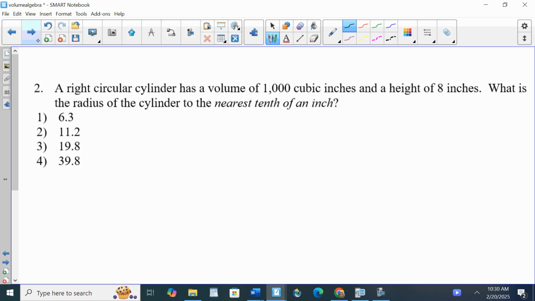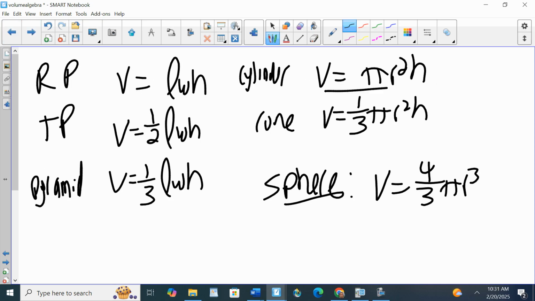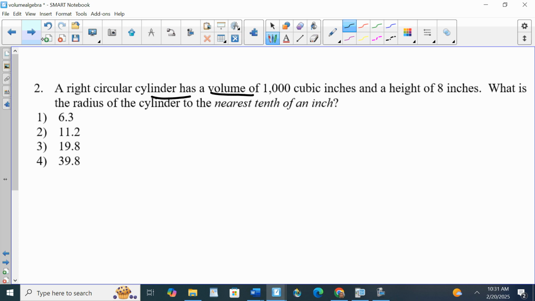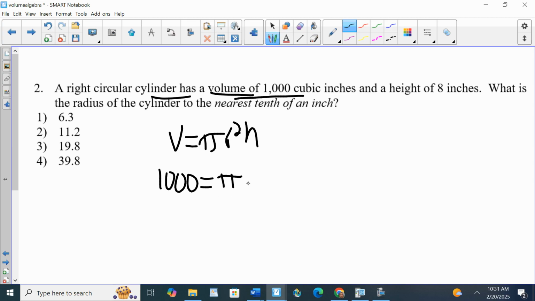Let's jump right to number 2. A right circular cylinder has a volume. Volume of a cylinder, V equals pi r squared height. Substitute the values in. The volume is 1,000, so V is 1,000. The radius is what I'm trying to find. The height is 8. Let's make it simple.